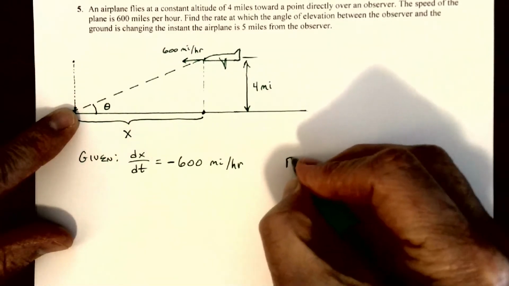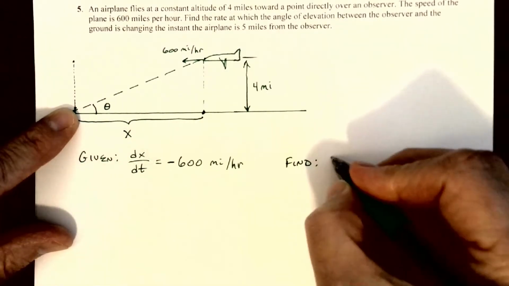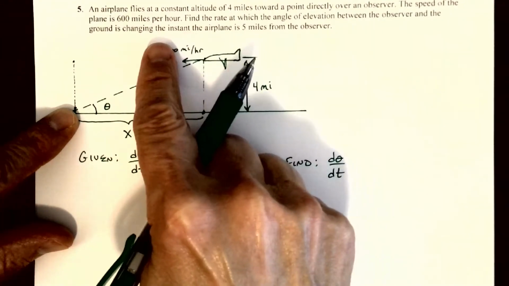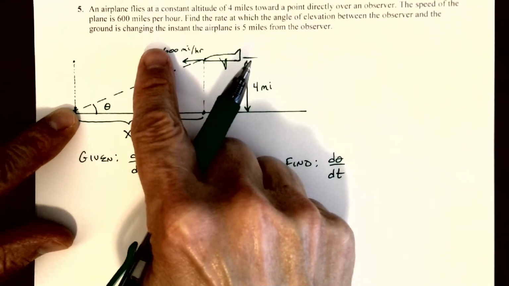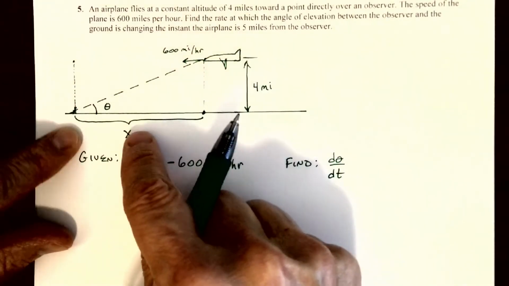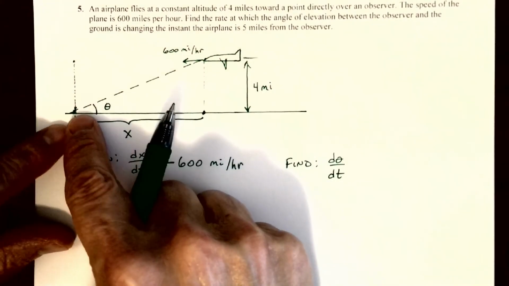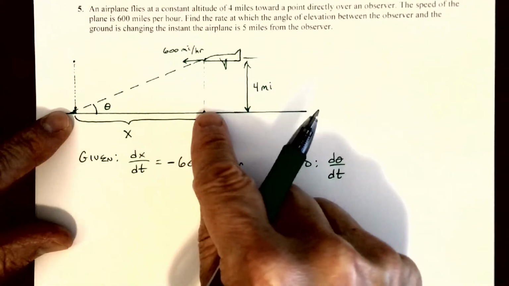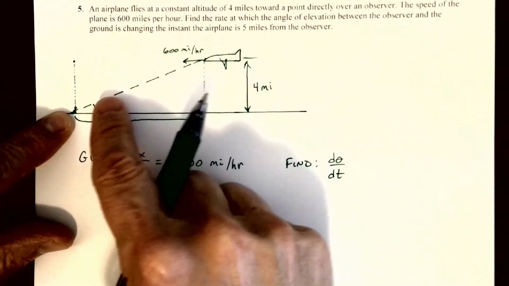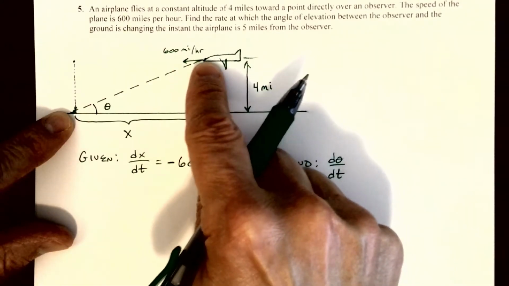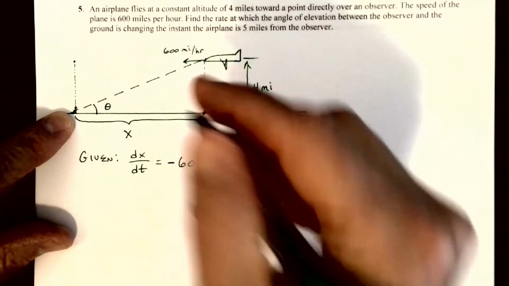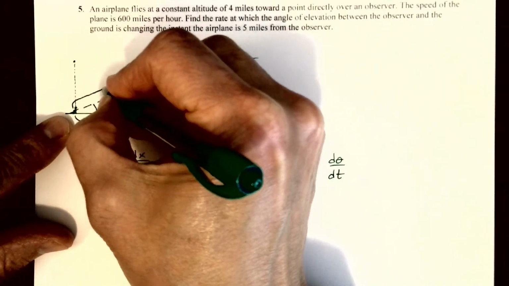What are we asked to find? The rate of change of this angle of elevation. That's d theta/dt. And we're asked to find it at the instant the airplane is 5 miles from the observer. Okay, 5 miles. Is that the value of x? Is that the distance from the observer to the airplane's point on the ground? No, the airplane's up here. What's the distance from the observer to the airplane? What's going to be the length of this dashed line? That's the distance. So is that distance fixed, or is it changing?